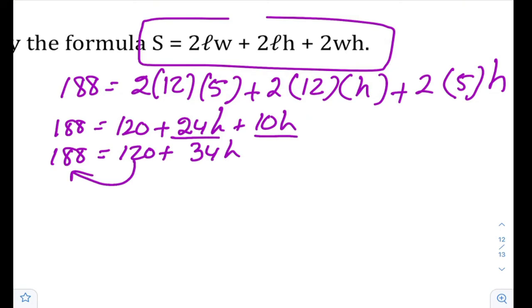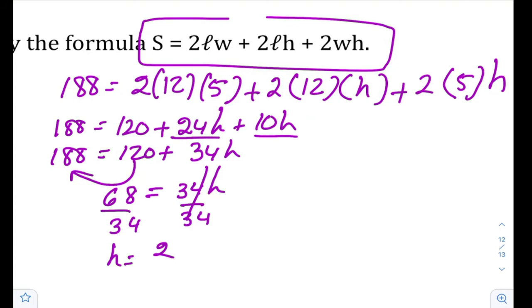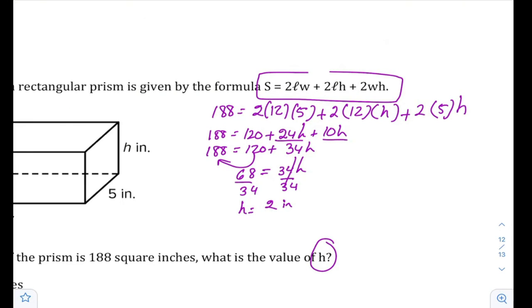Take this to the other side. 188 minus 120 is 68. And when you divide by 34, so H is 2. Simply, H is 2 inches. This is one of the approaches, because he is not asking you to isolate the H.